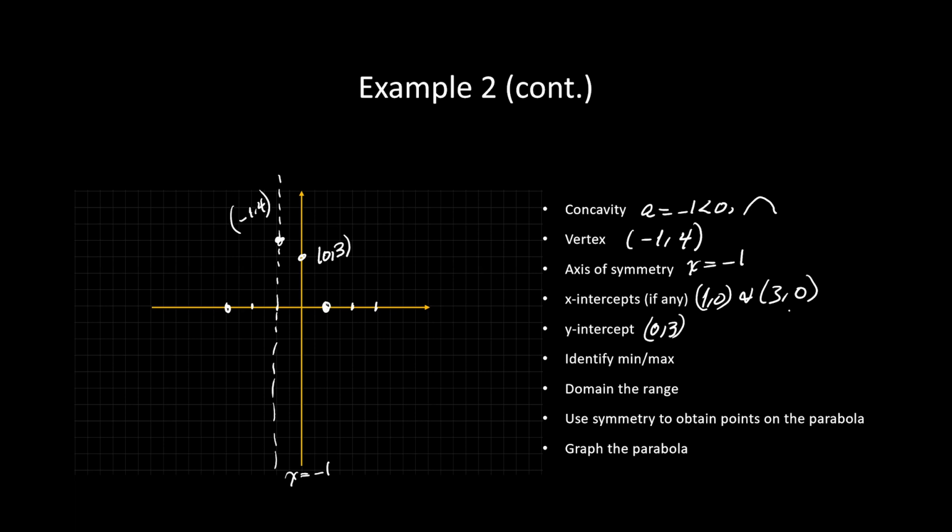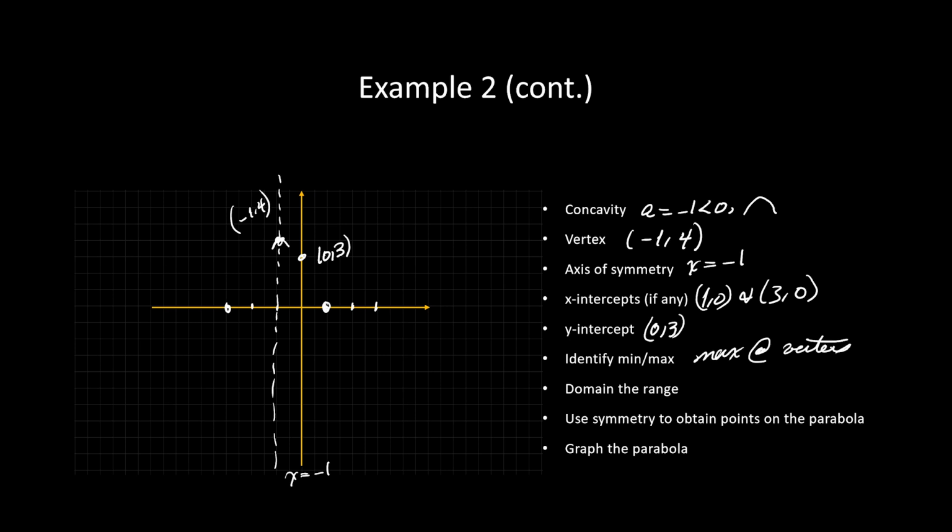It has to open down. There is no way it cannot open down. A parabola that opens up doesn't go through any of these 2 or 3 points. So the parabola opens down. Min or max? Because the parabola opens down, the vertex is going to be the max. Max at the vertex.